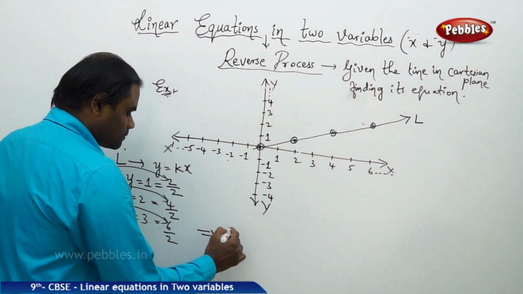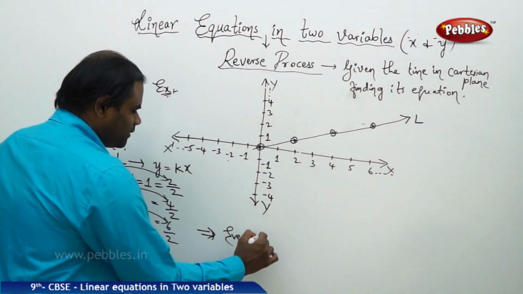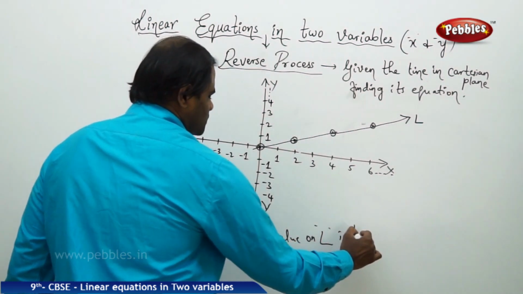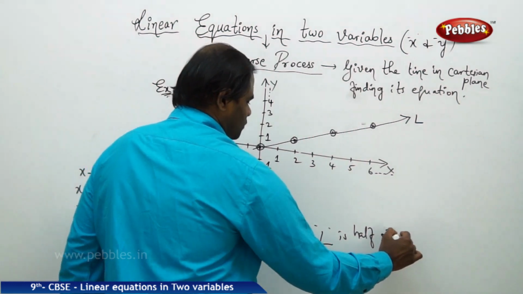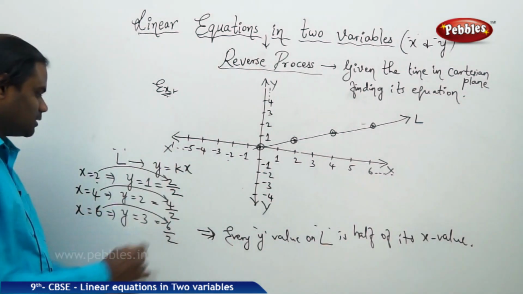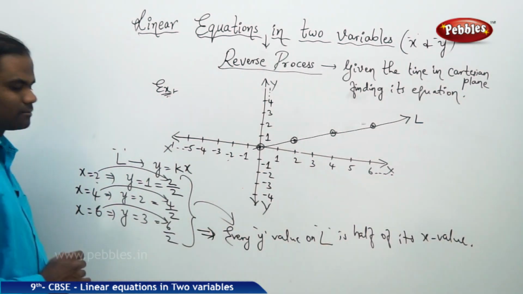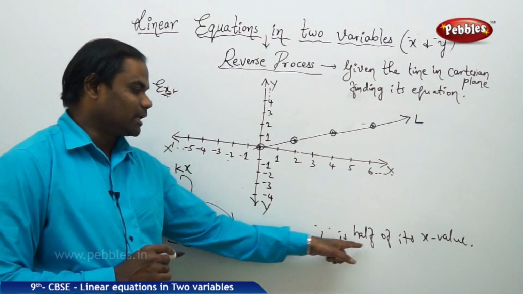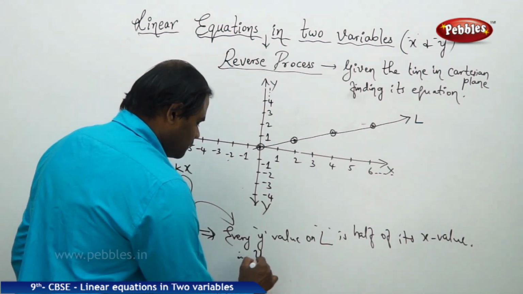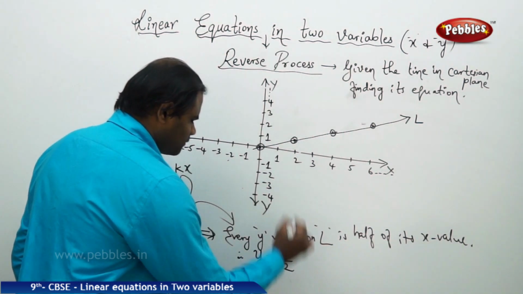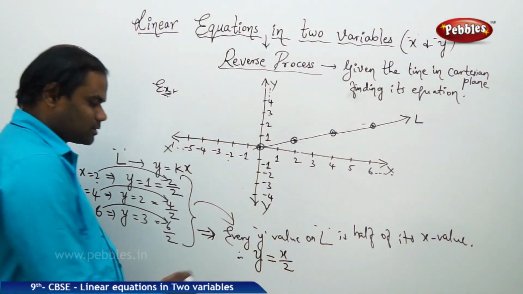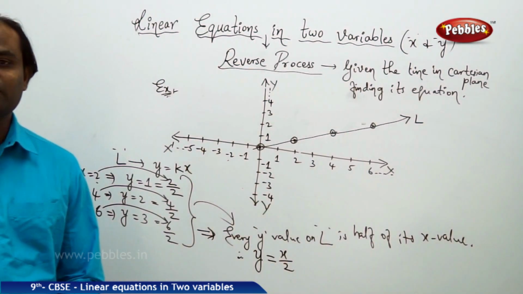That implies every y value on L is half of its x value, as clearly seen in this investigation, which shows every y value on line L is half of its x value. Therefore, my every y mathematically is half of x, is how I identify. Therefore, I got an equation which is y equals x by 2.